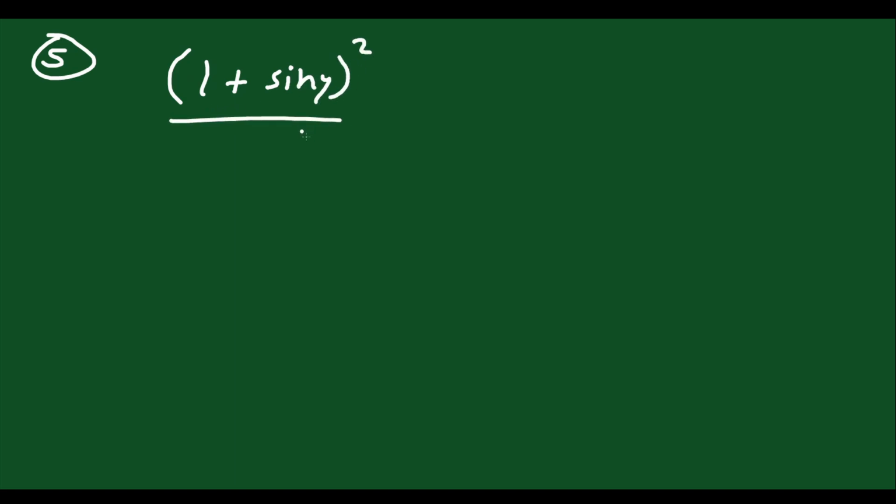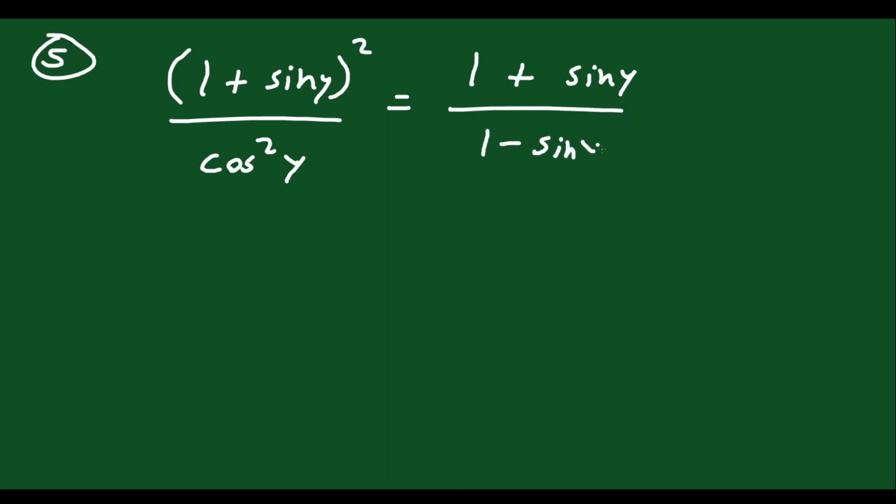Okay, let's do another one. Number 5. Let's say we have (1 plus sine y) squared divided by cos squared y equals 1 plus sine y divided by 1 minus sine y. Okay, in this example, I think I'm going to work on the right side for now.